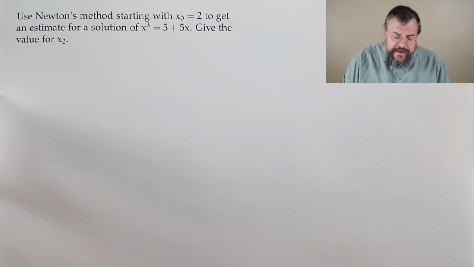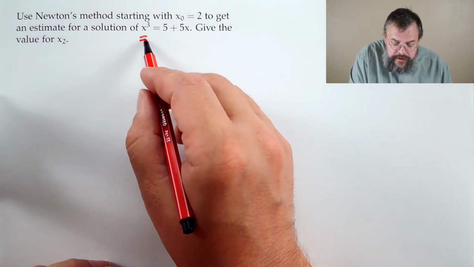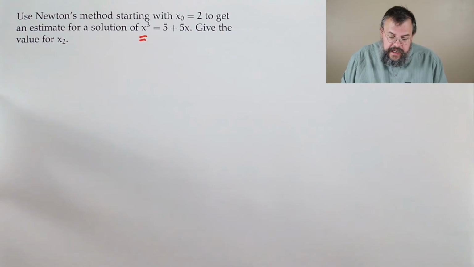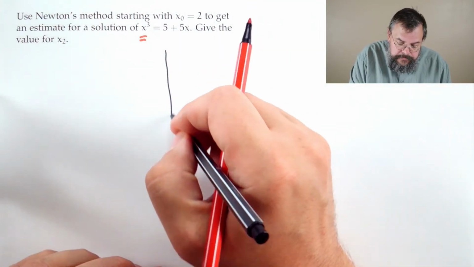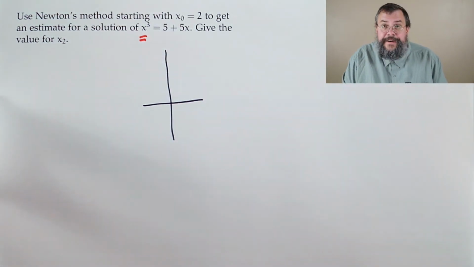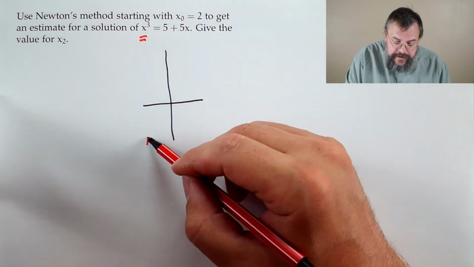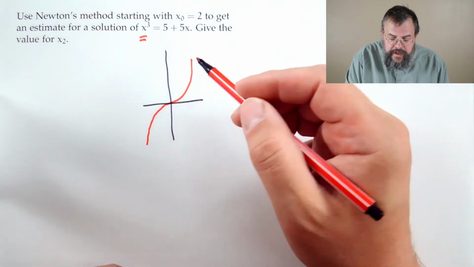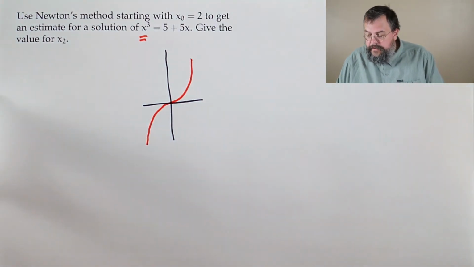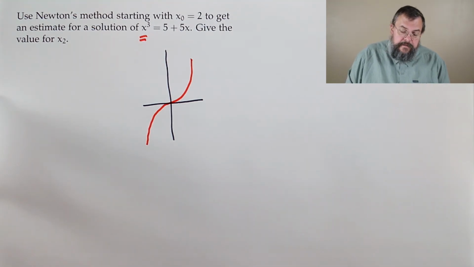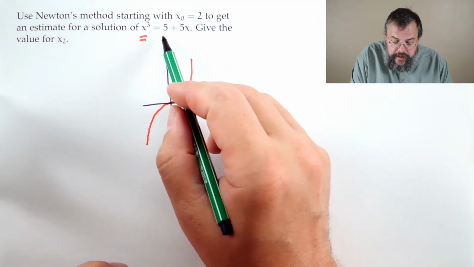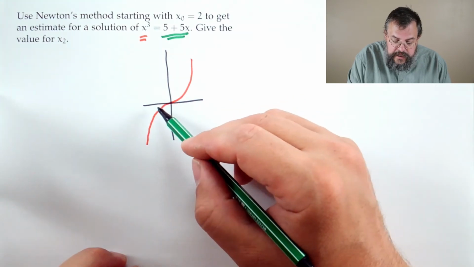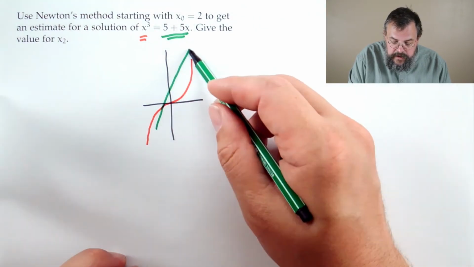Because what's going on here? Well, what's going on here is you have these 2 curves. You have the x cubed curve, and if you were to sketch that, what does that look like? Well, we have a pretty good idea of what x cubed looks like. It looks something like this. And then we have another curve called 5 plus 5x. And what does that look like? Well, that's a line. And if you were to sketch it, it would look something like that.